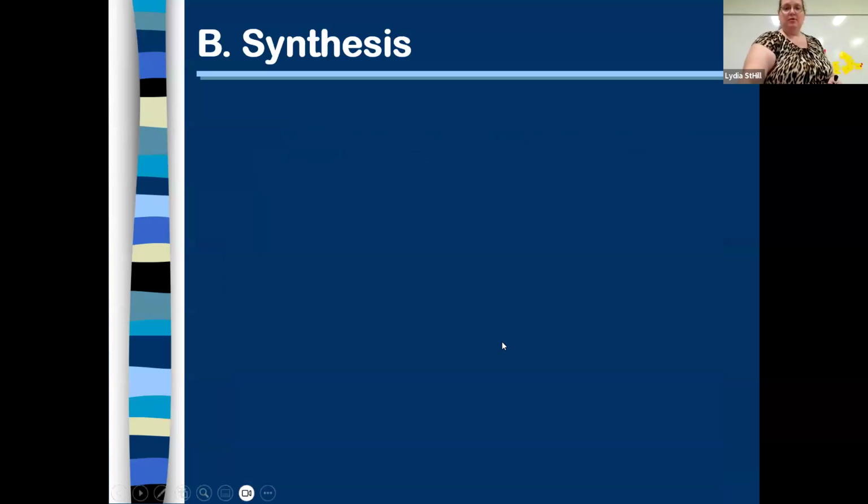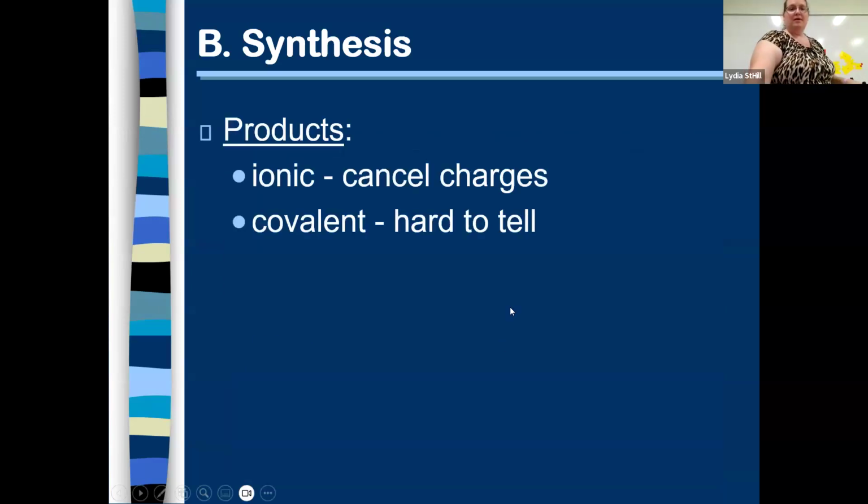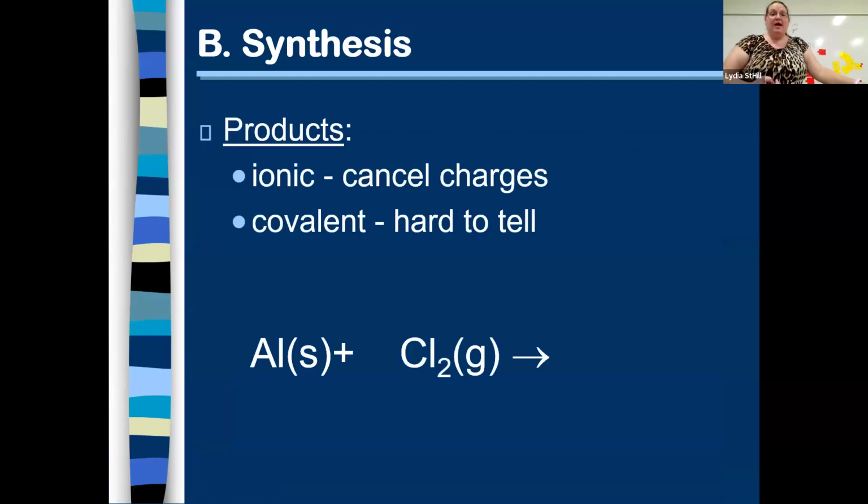All righty, so now when we start talking about synthesis, we're going to put these together and we're going to think about their charges that we start to see. So again, what we're going to look at is our equation, which is going to be an aluminum molecule plus chlorine. So we got to figure out what is going to happen here.